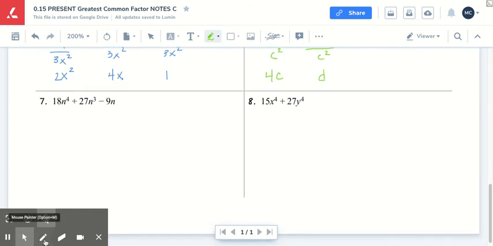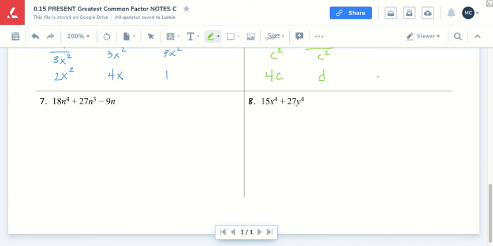Okay, last two examples here. For the first one, I have coefficients on all three terms. And I also notice that I've got n's in all three terms. Okay, so for our last two problems here, we are looking for the greatest common factor for all three terms. So I would break down the 18, the 27, and the 9, and I would find that they have 2 3s in common. So 3 times 3 would be 9.